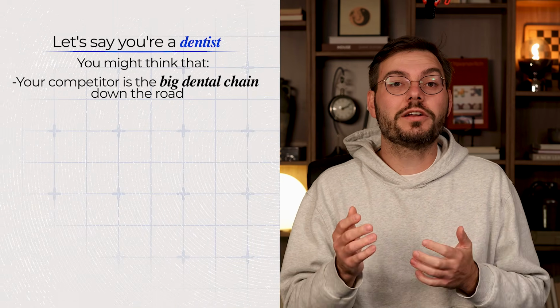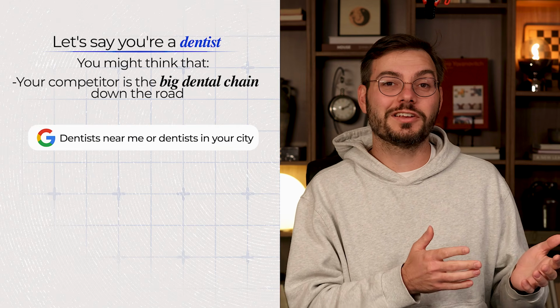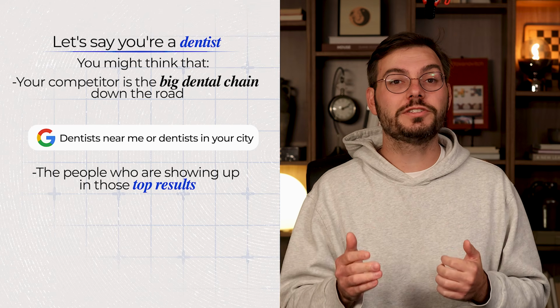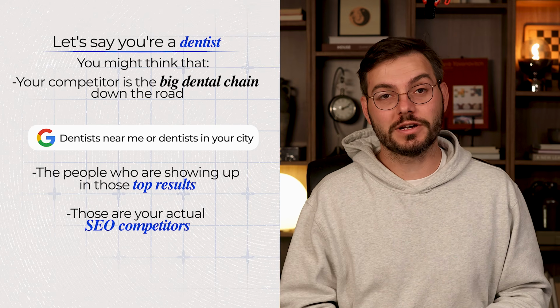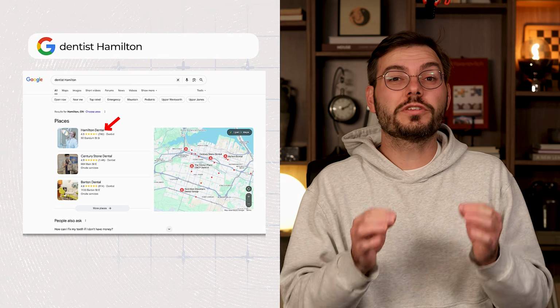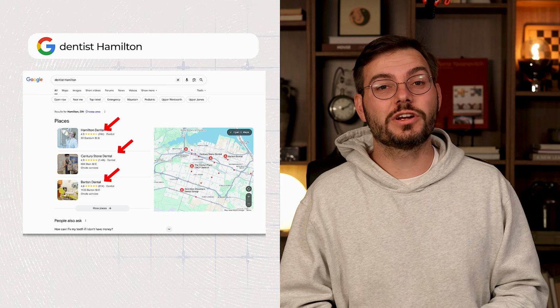You might think that your competitor is the big dental chain down the road, but if you go to Google and search dentist near me or dentist in your city, the people who are showing up in those top results, those are your actual SEO competitors. And that's exactly how you would find your competitors. Go to Google, search your main keyword, and see who pops up. Those are the competitors for that specific keyword. And those sites are the ones getting the lion's share of the traffic.